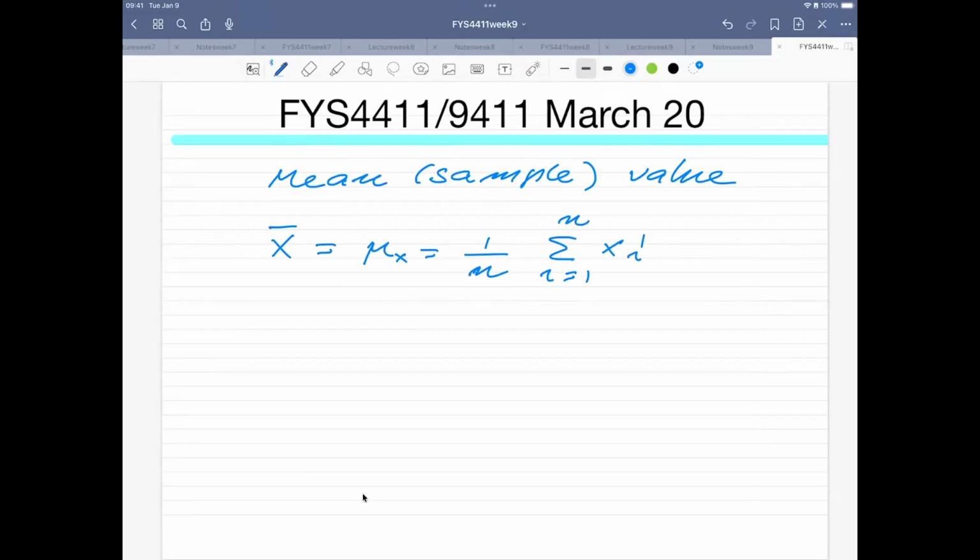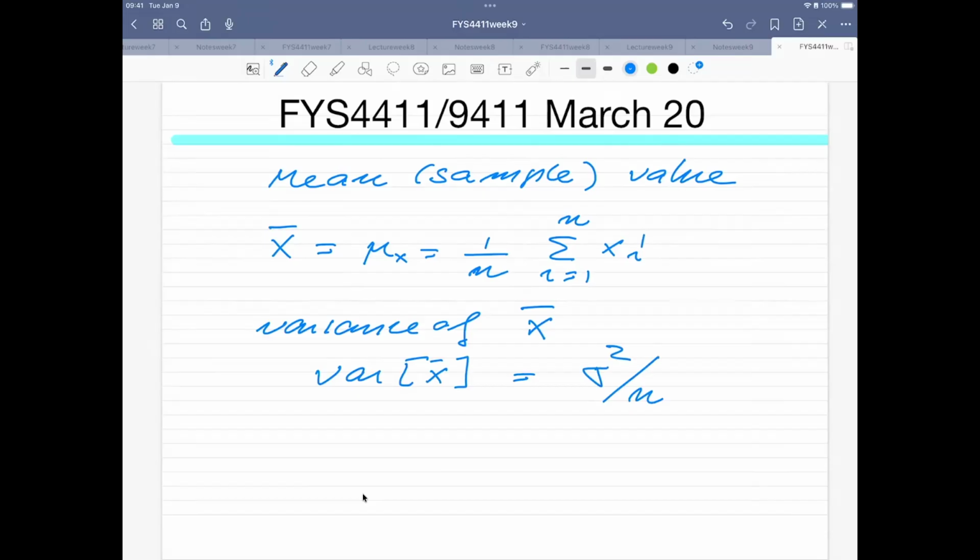Then the variance of this quantity, the variance of X, of this data set, is typically written like var X. And what we saw then is that we have this quantity sigma squared divided by the number of measurements. And this sigma squared is nothing but the variance of a given measurement, which I write like an X. And these are the X's which you have here.